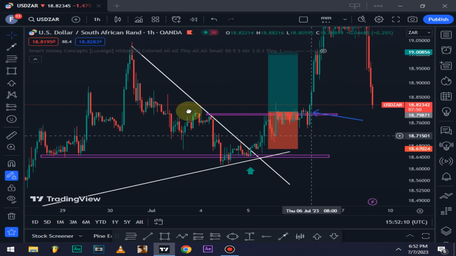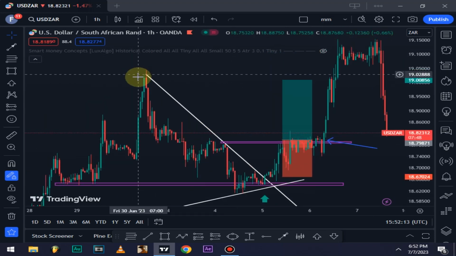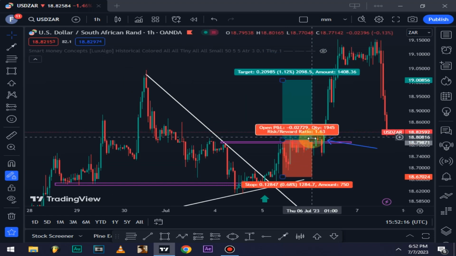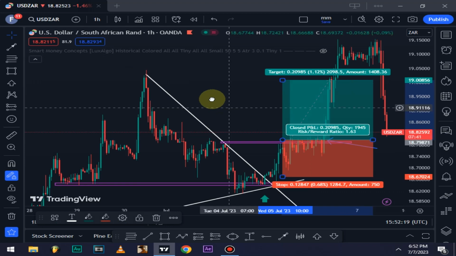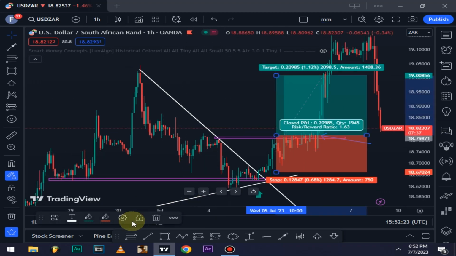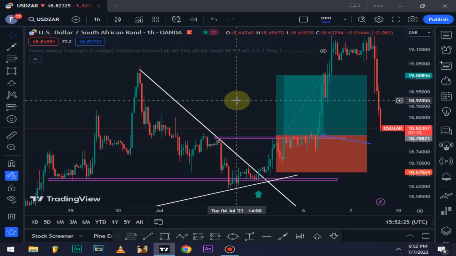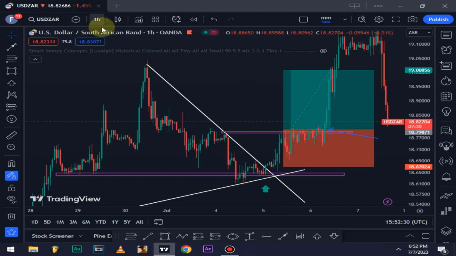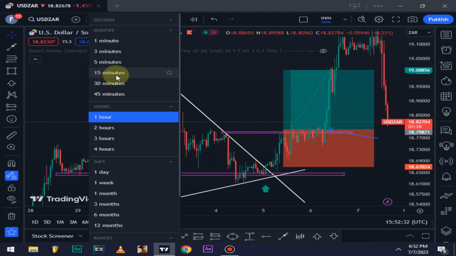So with that, that's a very good sign. But then my target, of course, was this high, and you can see price went all the way up and then passed my anticipated take profit, which was 209 pips. All right, so this move just happened yesterday, but then there was something in the lower time frame.